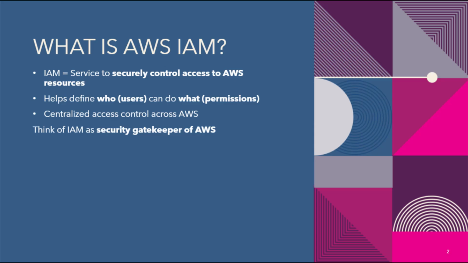What is AWS IAM? AWS IAM is a service that helps us securely control access to AWS resources. It answers two key questions: who can access AWS, and what actions they can perform. We can think of IAM as the security gatekeeper of AWS.